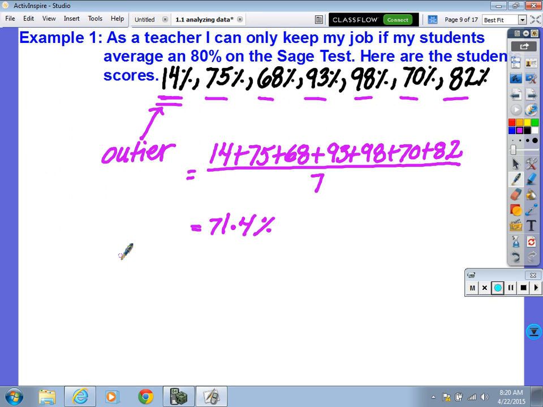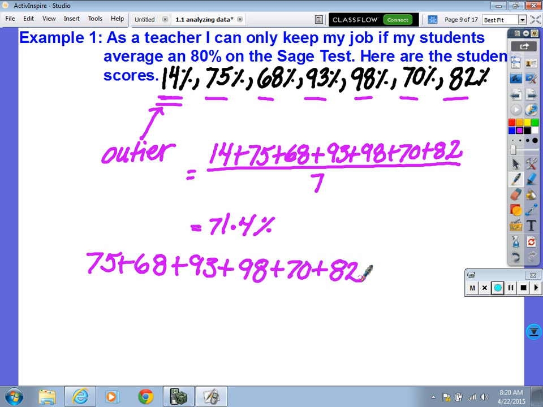But if I was the principal, I would look at this and say, okay, I'm going to find that teacher's real average here. So I'm going to throw out the outlier, and now I'm going to find the average. So 75 plus 68 plus 93 plus 98 plus 70 plus 82 divided by, now there's only 6 points. If you do that, then you're going to get 81%. So really, wouldn't it be more fair for the teacher to keep their job? The teacher's doing a good job, so it'd be unfortunate if they let them go.